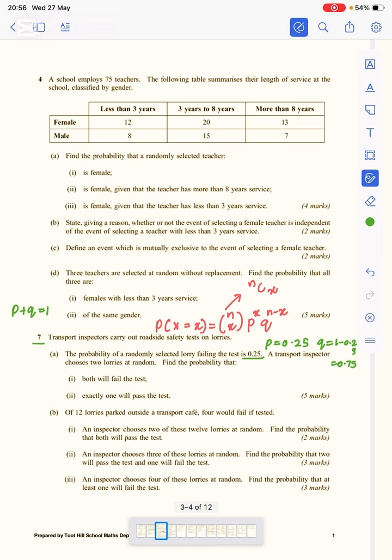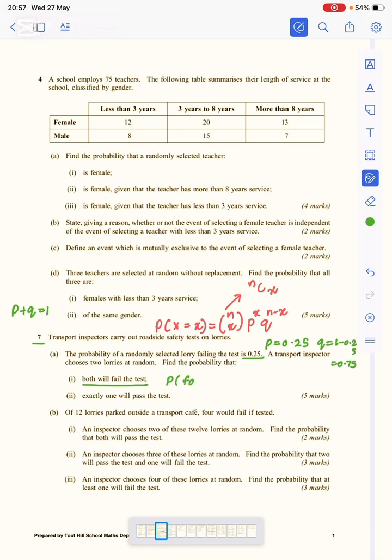Now, both will fail the test. The first lorry failing the test will not affect the second lorry failing the test. So both will fail means the first lorry failing will not affect the second lorry failing. So you can treat these two trials as independent events. So for independent events, how do we get this?